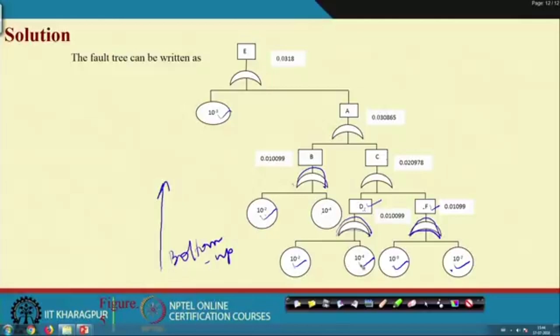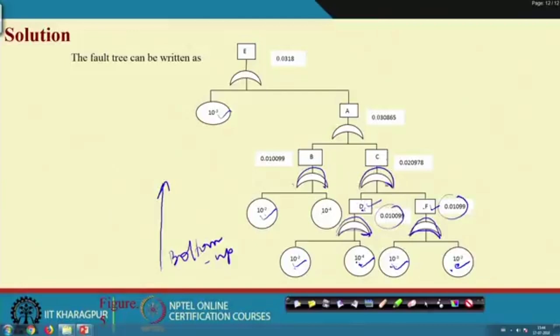So, if these two are with an OR gate, what will be the probability of D? This plus this minus this into this. What is the probability of this? This plus this minus the probability of this into the probability of this. So, if you calculate, you will get the probability of D is this, and the probability of F is this.